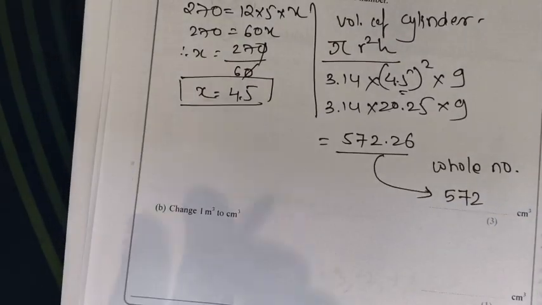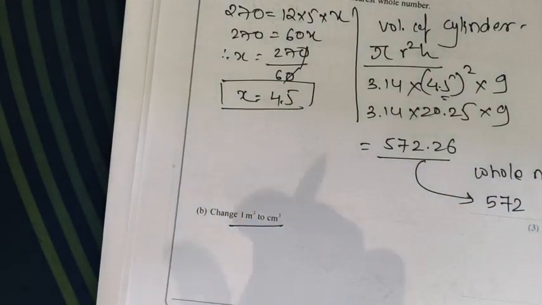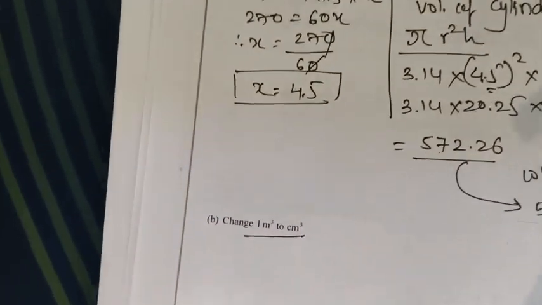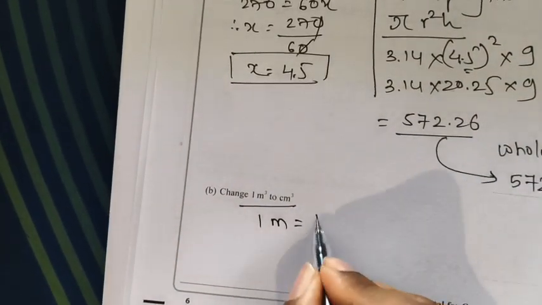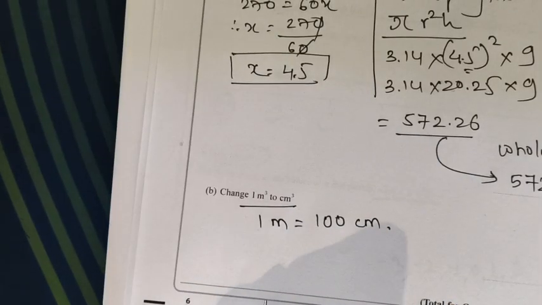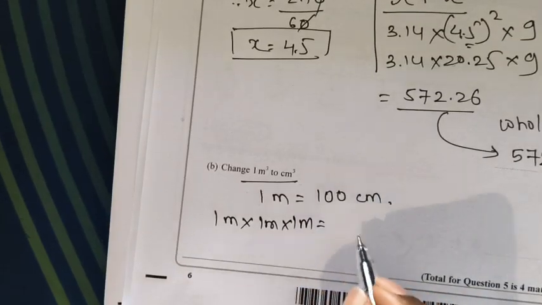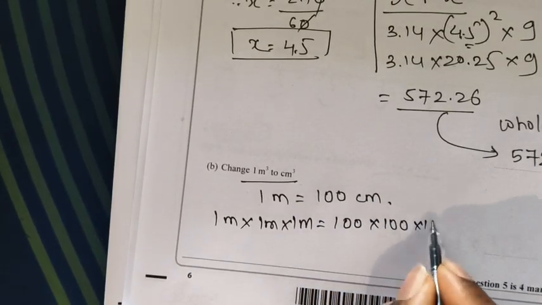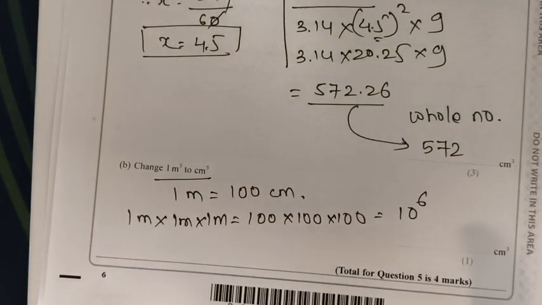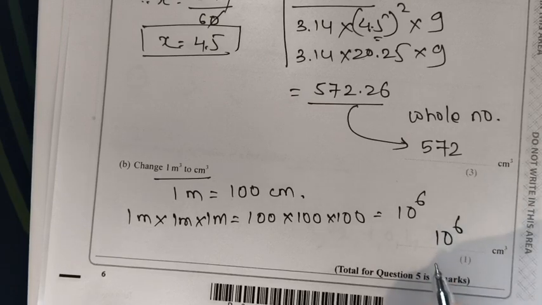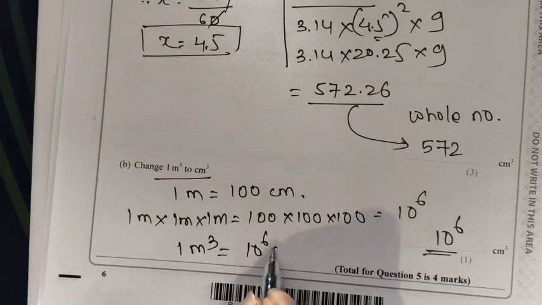Right? That is done. Change 1 meter cube to 1 centimeter cube. Now when you are asked to change 1 meter cube to centimeter cube, the best thing you should do is first write 1 meter is equal to how many centimeters. So 1 meter is equal to 100 centimeters. Then you have to cube it. 1 meter into 1 meter into 1 meter is equal to 100 into 100 into 100, which corresponds to 10 raised to 6. Correct? So when this question is asked, you can simply write 10 raised to 6 centimeter cube. So my 1 meter cube is actually equal to 10 raised to 6 centimeter cube.